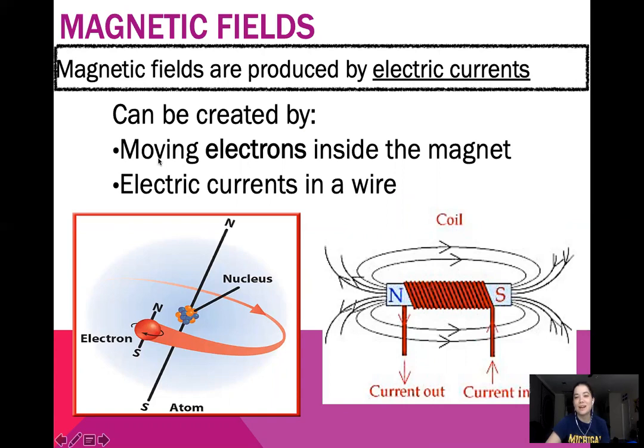And these electric currents can be actual electrical currents in a wire, or they can be created by electrons moving inside the magnet. Remember, everything is made up of atoms, right? And every atom has electrons. So everything has electrons inside of it, okay? And those electrons moving can actually create a magnetic field.